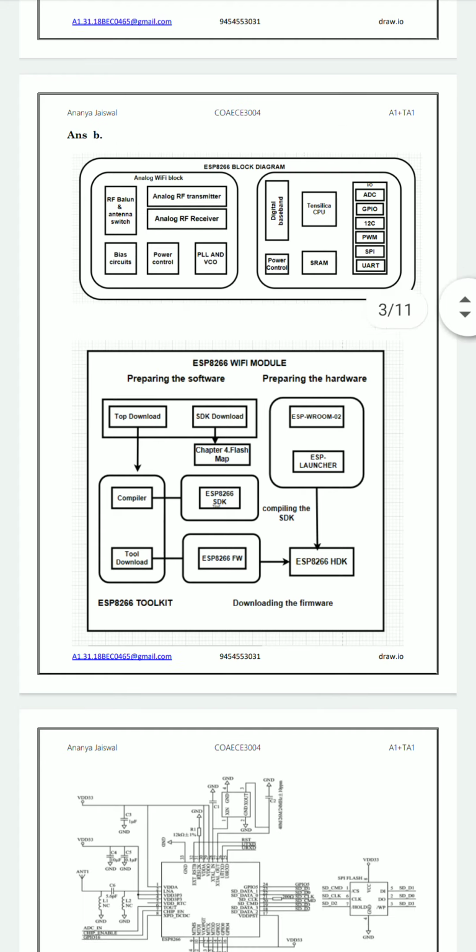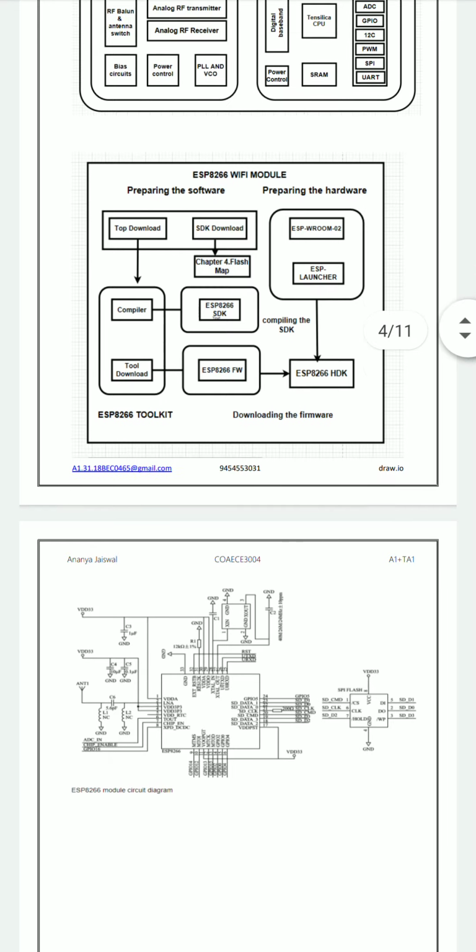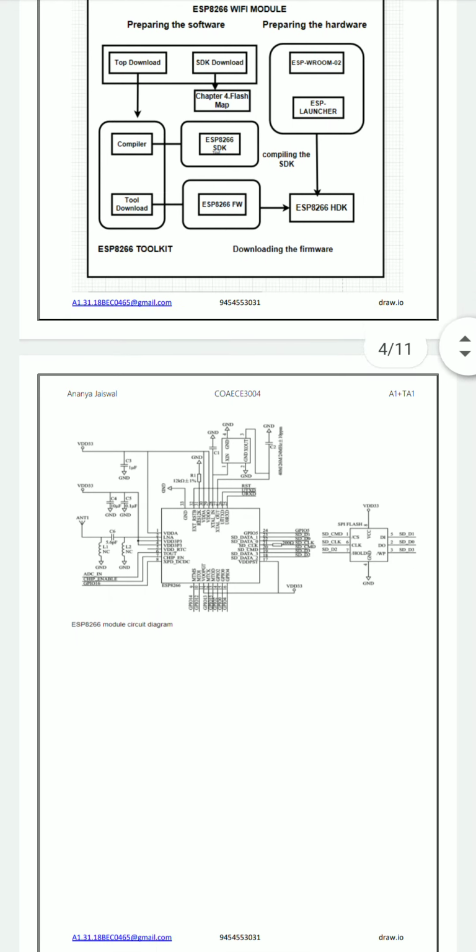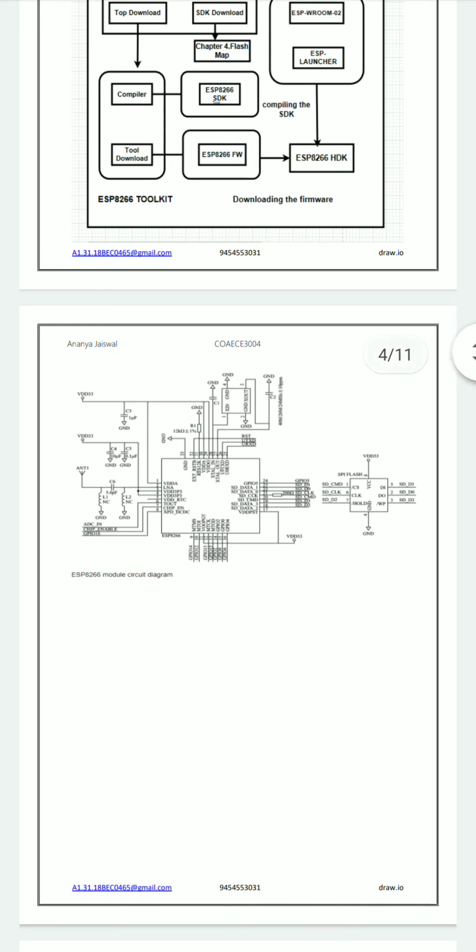Not just this, the pin configuration felt important. The entire ESP8266 module circuit diagram has been shown as follows.